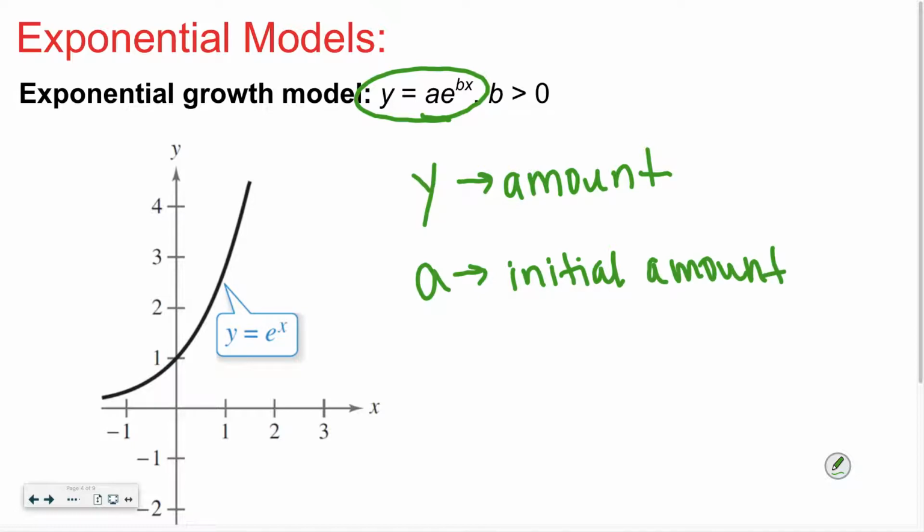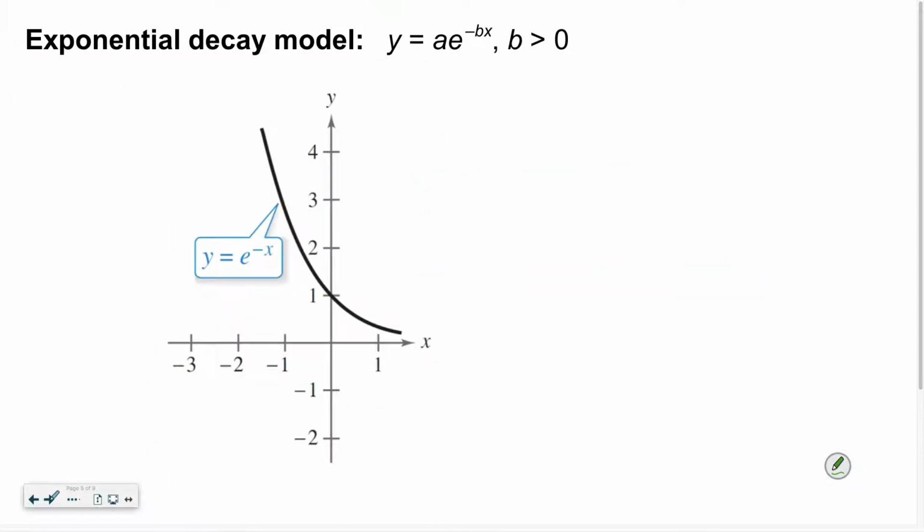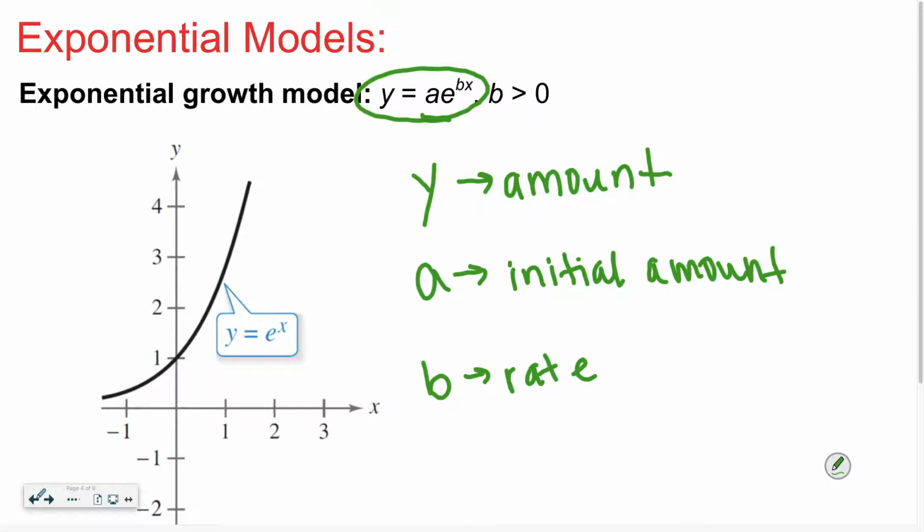And then whatever that B is up there, that's going to be your rate. If it's positive, you're going to have exponential growth. If it's negative, you're going to have exponential decay. If it's positive, we're growing. If your exponent is negative, we're decaying. There's really no better way to say it. So that's something to keep your eye out for.